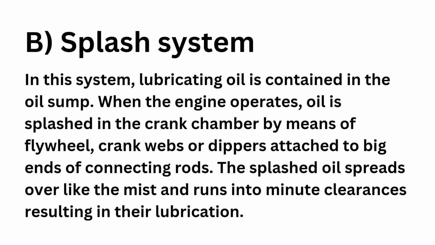B. Splash system. In this system, lubricating oil is contained in the oil sump. When the engine operates, oil is splashed in the crank chamber by means of flywheel, crank webs or dippers attached to big ends of connecting rods. The splashed oil spreads over like the mist and runs into minute clearances, resulting in their lubrication.